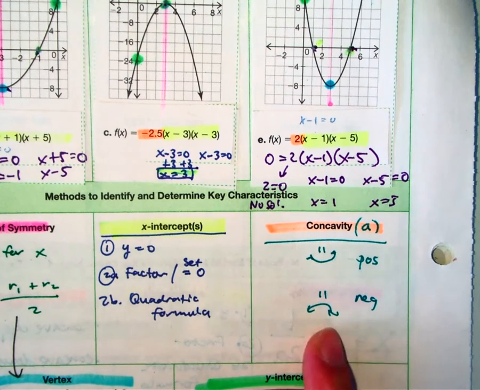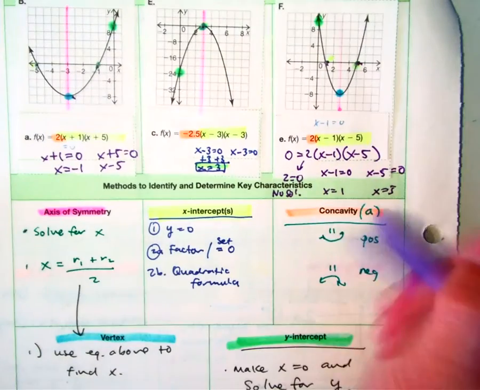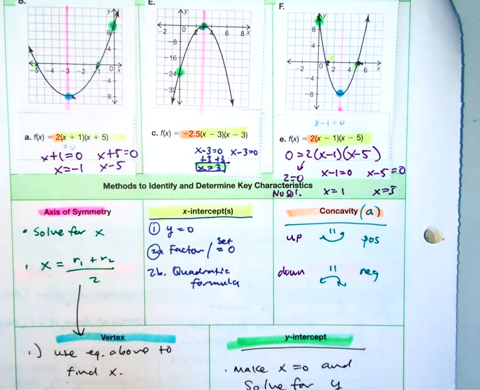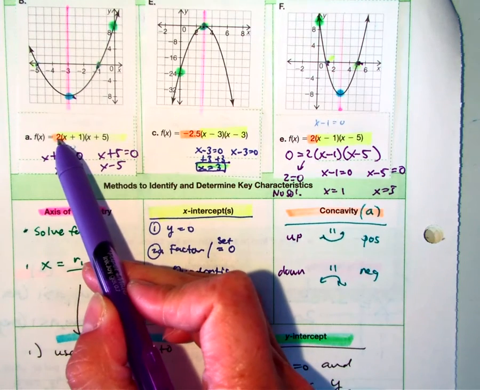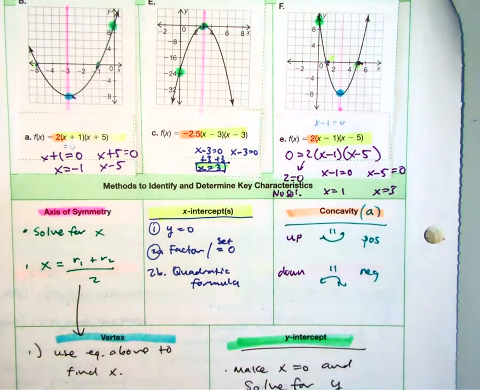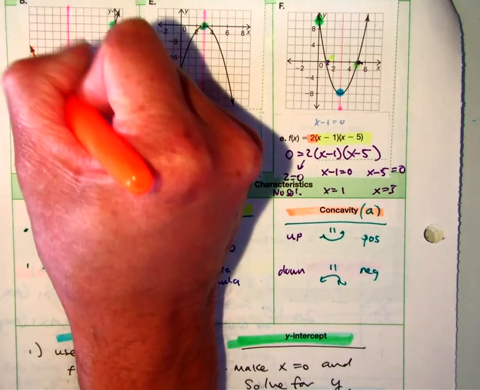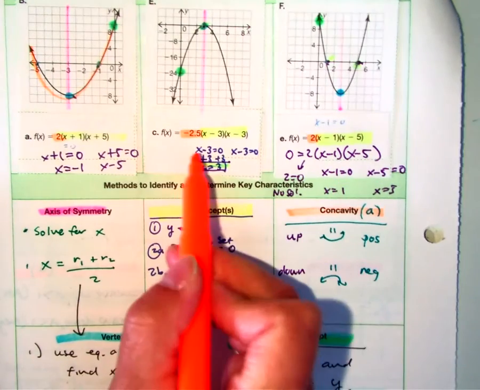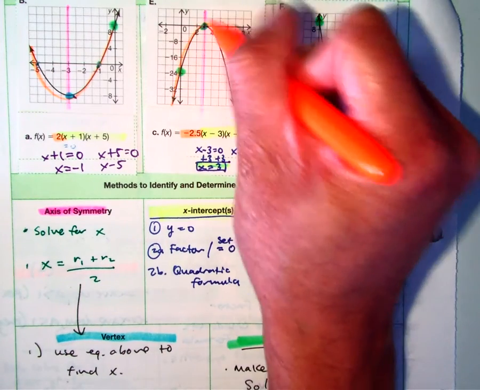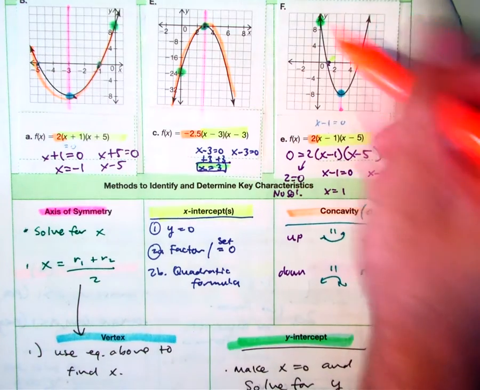We already talked about the concavity. Concavity is just a fancy word for whether a graph is opening up or down. Here my a value, is it positive or negative? Class, is it positive or negative? Positive. So it opens what? Up. A value, positive or negative? Negative. Opens down. A value, positive or negative? Opens up.